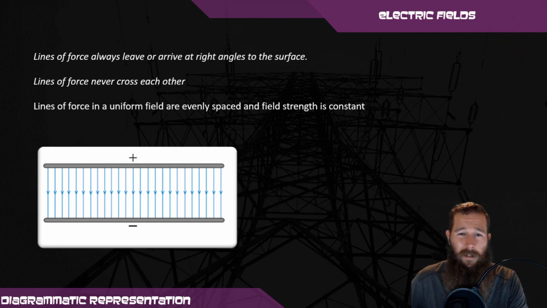The lines of force never cross each other, and what that means is if they did, you'd have an intersection point giving that particle a choice of two directions to go, which doesn't happen. So the field lines cannot cross each other. And when you have a uniform field, the lines are evenly spaced and the field strength is constant.